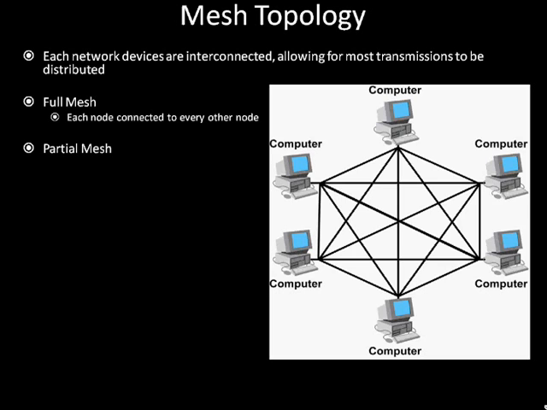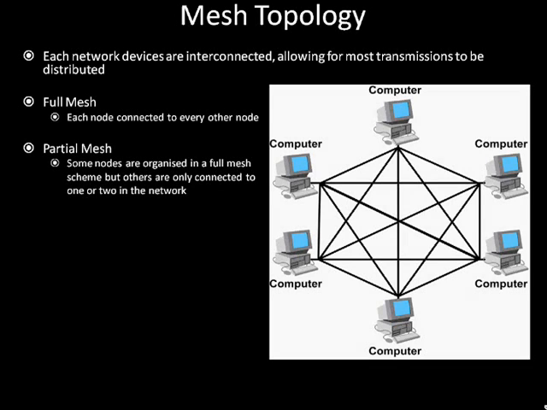Full mesh is generally utilized as a backbone where there is a great need for fault tolerance, such as the backbone of a telecommunication company. In partial mesh topology, some nodes are organized in a full mesh scheme, but others are only connected to one or two in the network. Partial mesh topology uses fewer connections and, though less expensive, is also less fault tolerant.